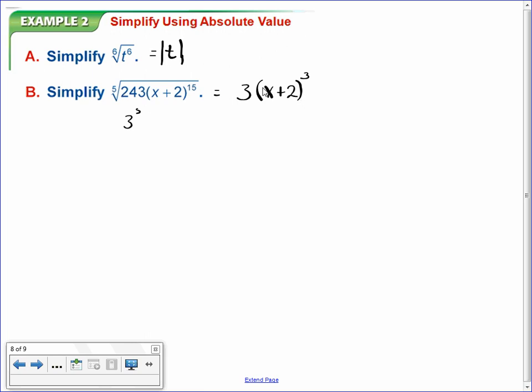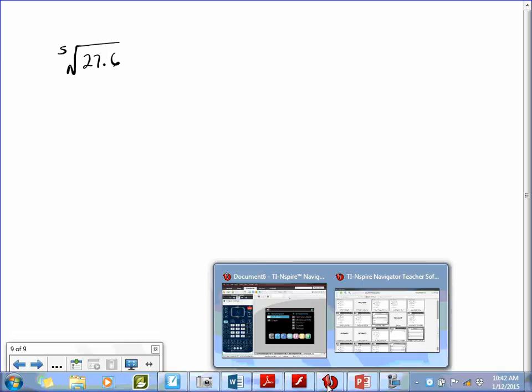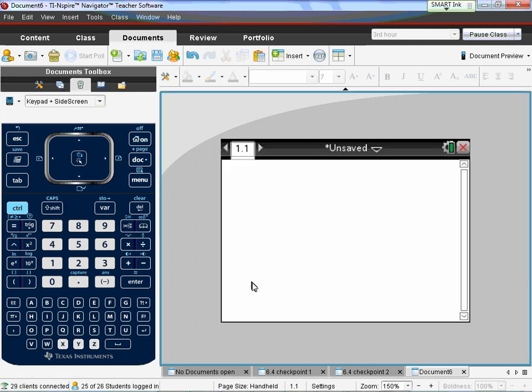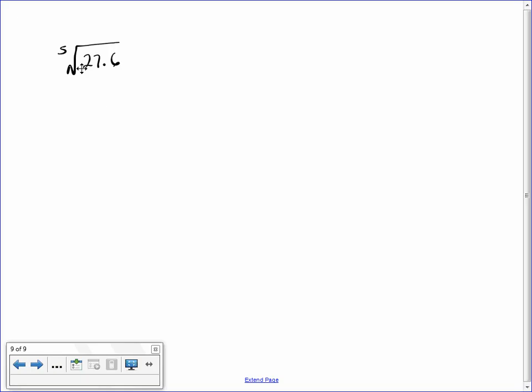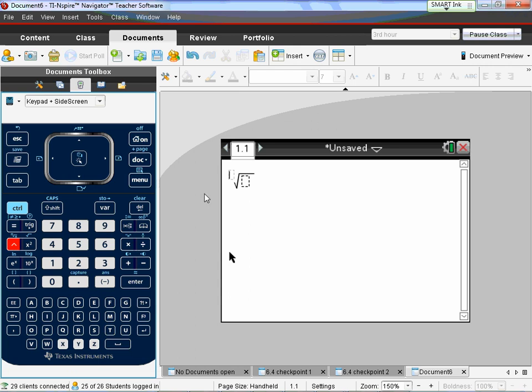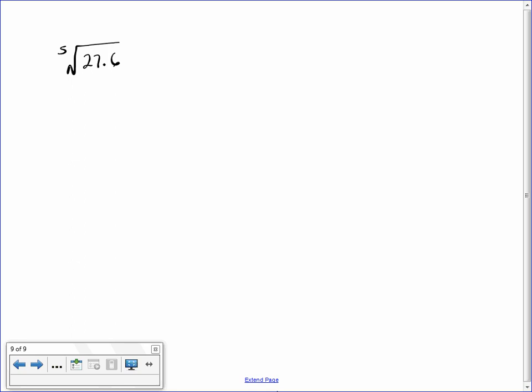Okay, now the last thing in today's lesson is approximating roots. Just a real simple little thing. Let's say that I've got the 5th root of 27.6, and I want to take this out to 3 decimal places. Okay, doing that, just get your calculator open. Okay, open the calculator screen, and what was I looking at? The 5th root of 27.6. So we'll need to go to this button right here, put a 5 as our index, and we're looking for 27.6.